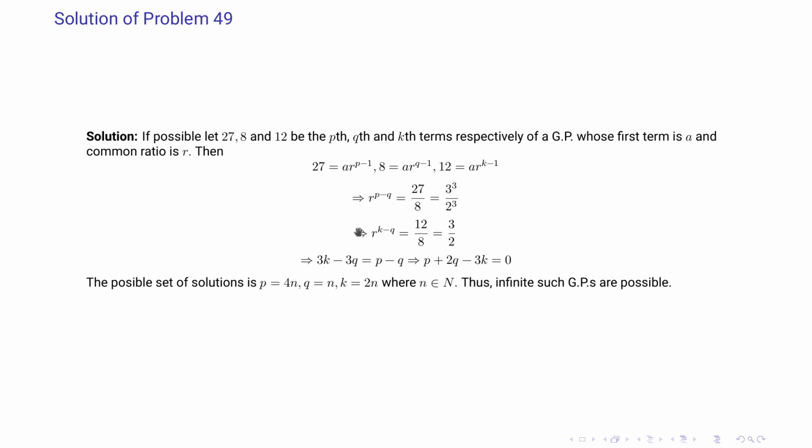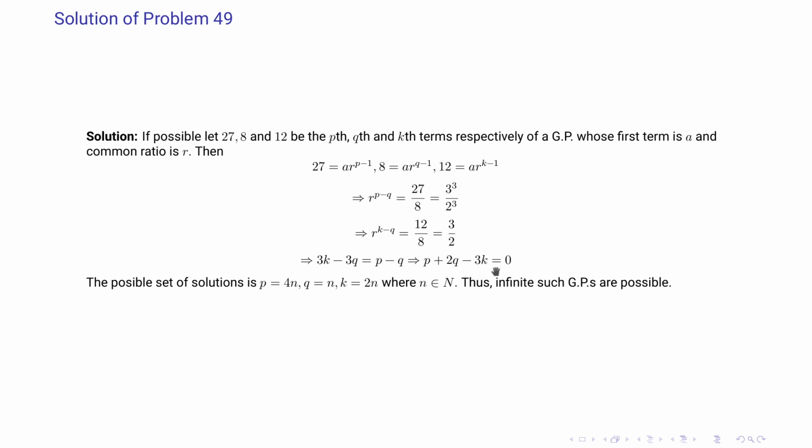Or otherwise what you can say is this is 3 by 2 whole cube, this is 3 by 2. So p minus q over here would be equal to the third power of this. k minus q should be multiplied with 3 to achieve 3 cube by 2 cube. So from there this equation can come. So all you are trying to do is to equate the prime factor powers. So we have the equation p plus 2q minus 3k.